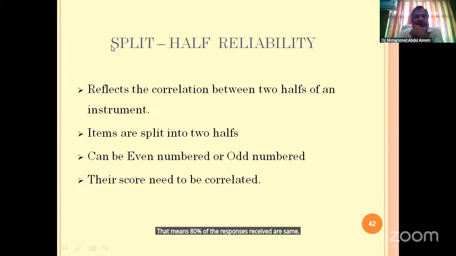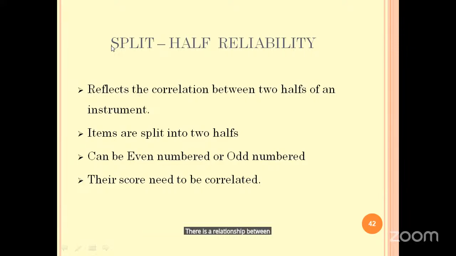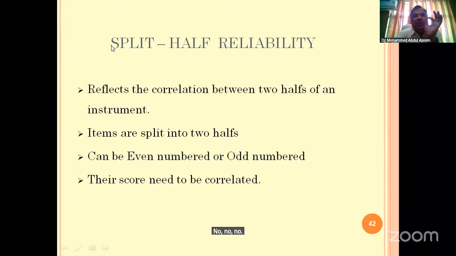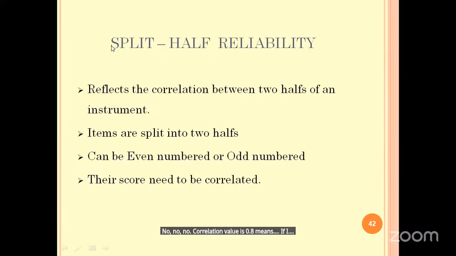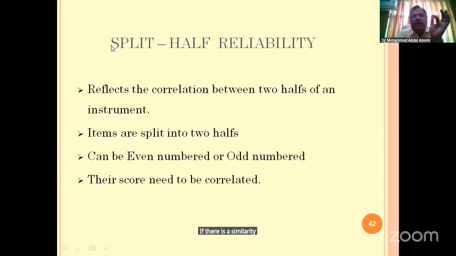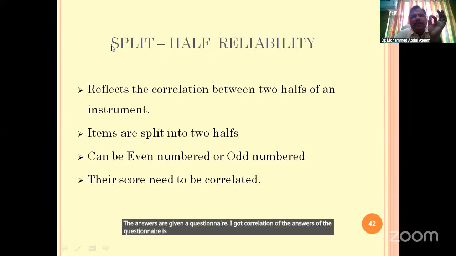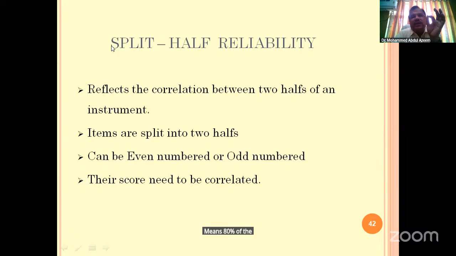Is it not? There is a relationship between the dependent and the independent variable. No. Correlation value is 0.8 means high correlation, if there is a similarity. There are 100 respondents I have taken. I gave them a questionnaire, and I got a correlation of 0.8 for the answers. It means 80% of the respondents, out of 100 people, are having similar answers to those questions.